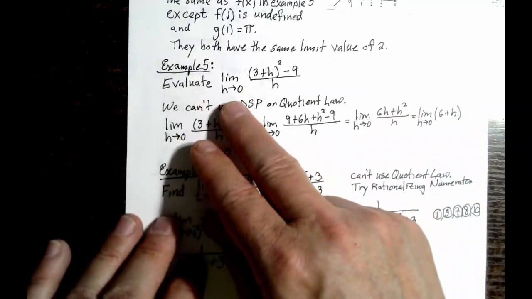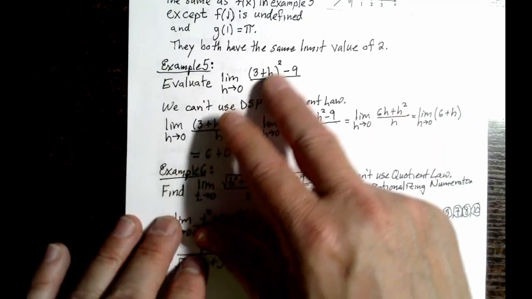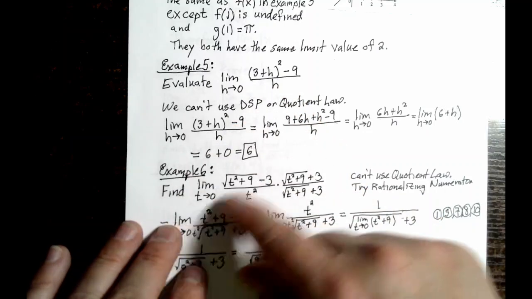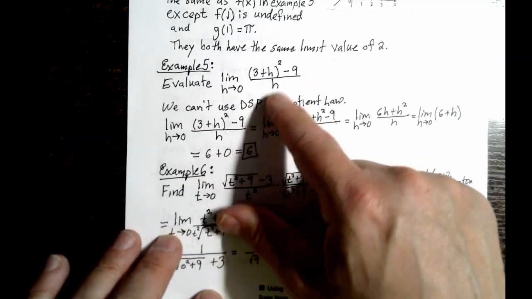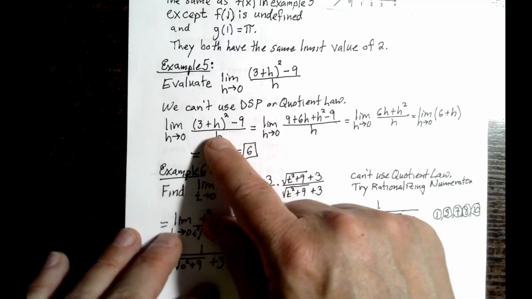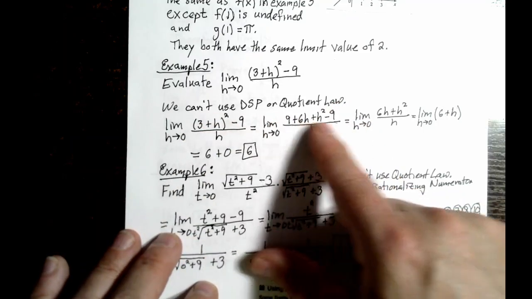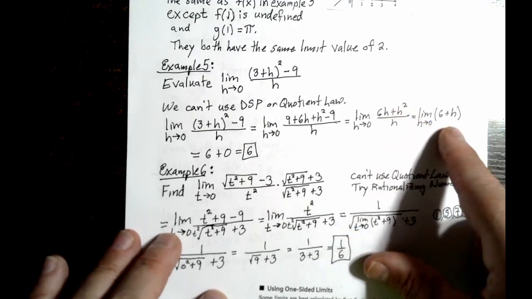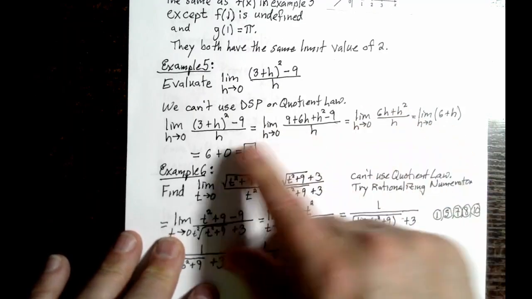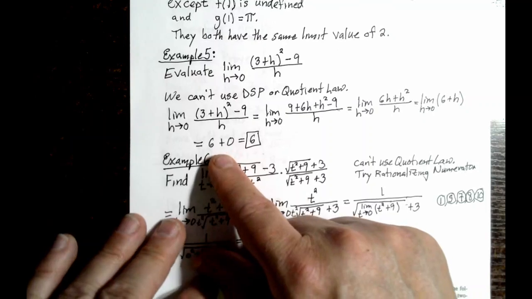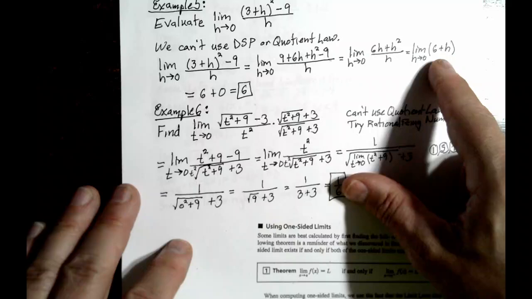Alright, so now let's look at 5. The limit as h goes to 0 of this guy here. Well, you can't do direct substitution or quotient laws because you're dividing by 0. But what happens if you multiply this out, cancel your 9s, and divide each term by h, and you get this? Now you can substitute in 0 for h. Direct substitution at that point.